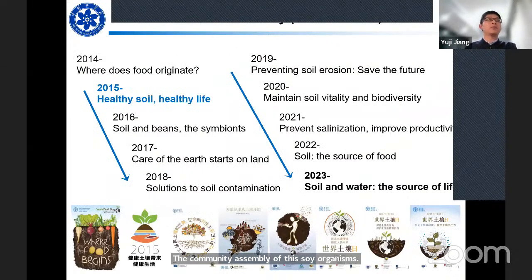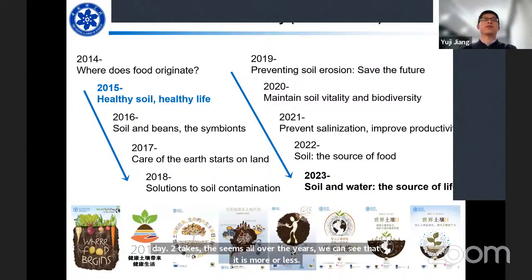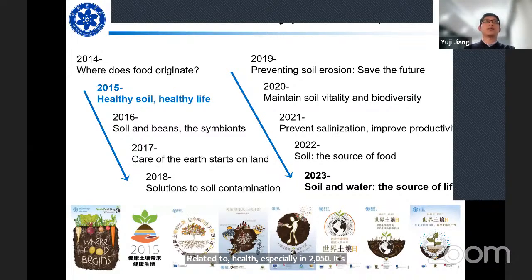The FAO proposed December the 5th as World Soil Day. To take stock of the themes over the years, we can see that they are more or less related to soil health, especially in 2015, which emphasized that healthy soil means healthy life.